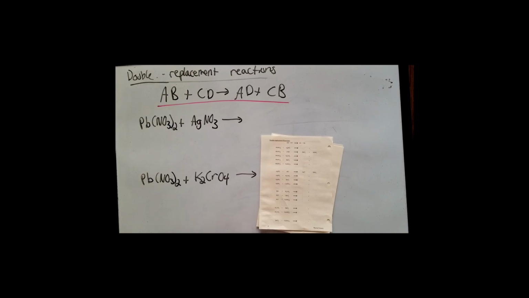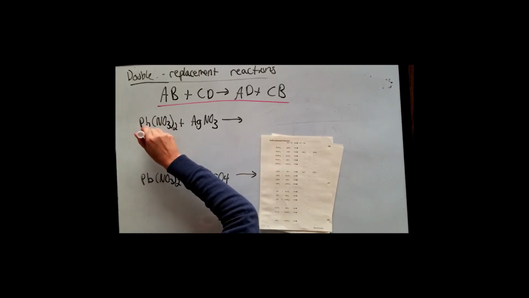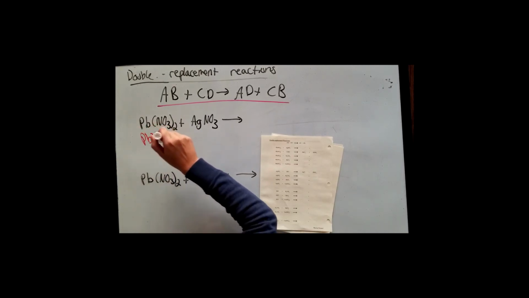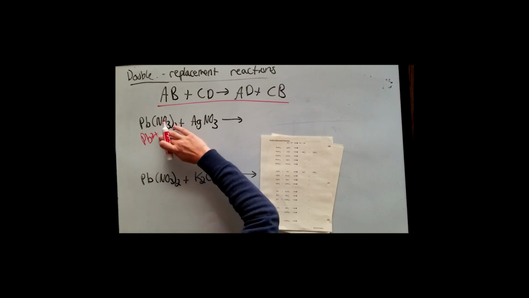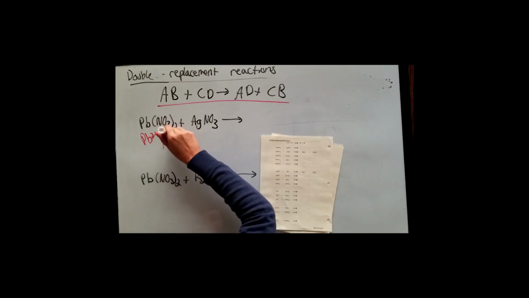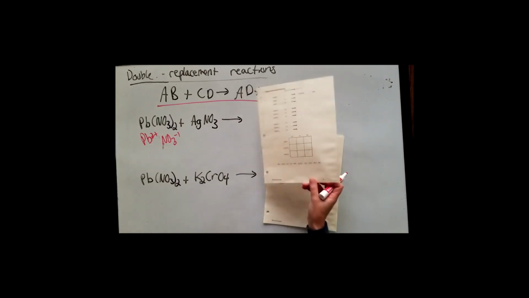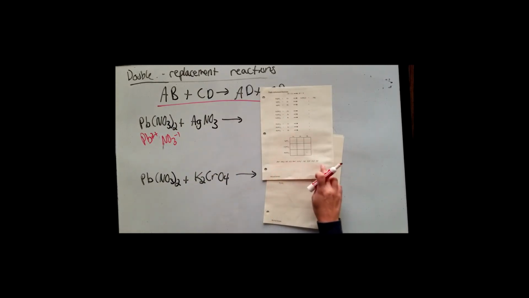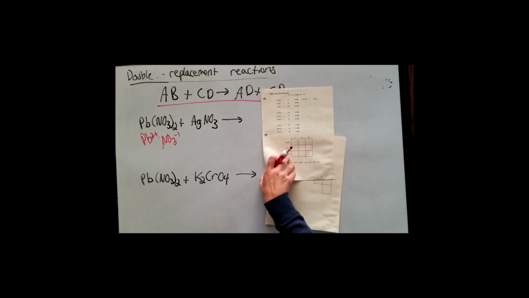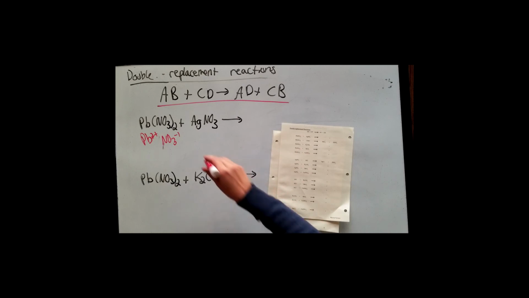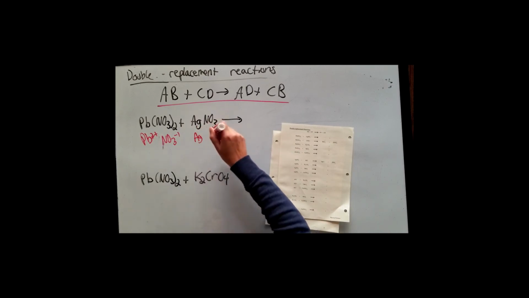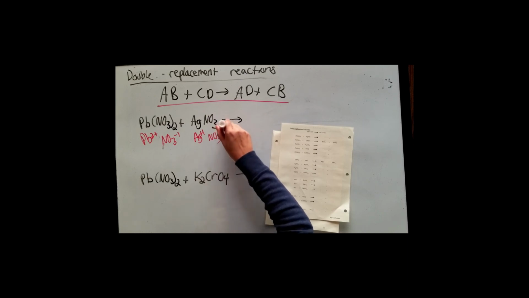Now for this first one, we have lead, it's a 2+ charge. And then we have NO3 with a -1 charge. And remember, all of these ions, all of these charges I am getting from the bottom of page 29. That's where I'm getting those charges from. Now, silver, Ag, it's a +1, and then NO3 is a -1.